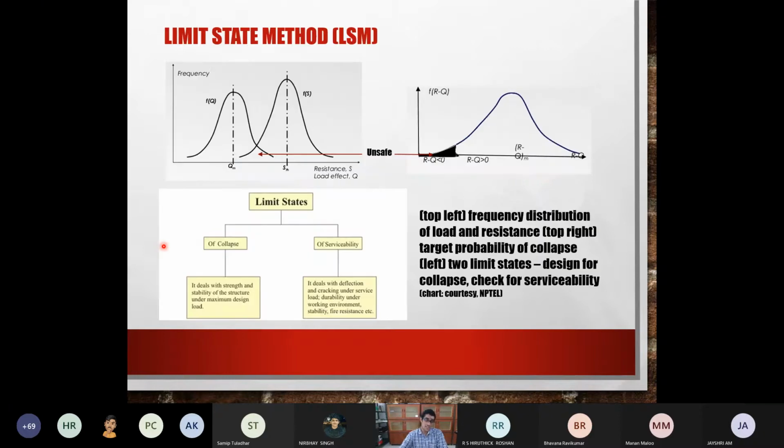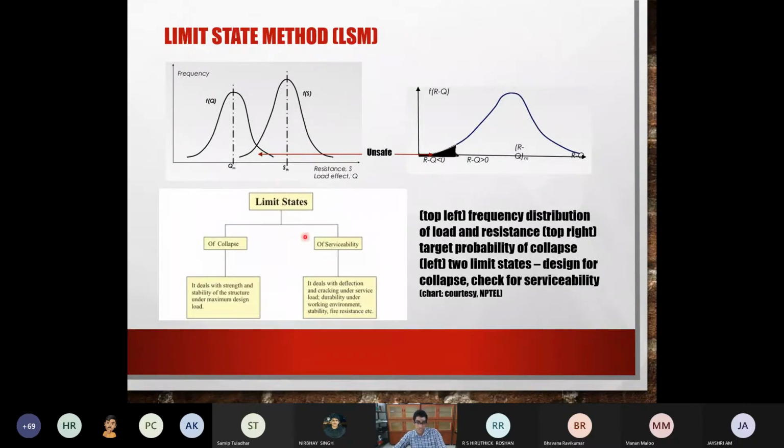So the basics of this limit state method we have already seen two classes before, where you saw that limit state method is based on probabilities. What is the probability of the loads exceeding the resistances? Based on that, depending on the uncertainties, you make sure that for the most probable cases your resistances will be more than your load effects.